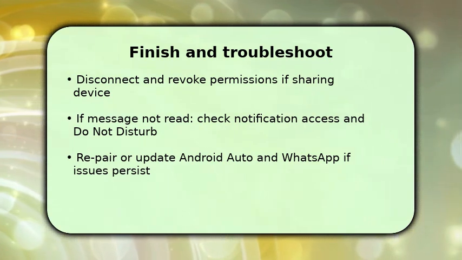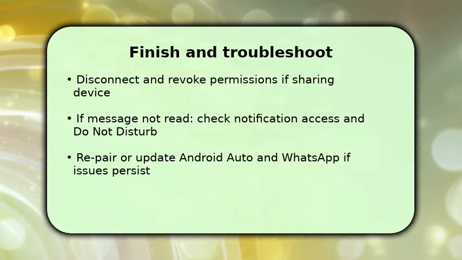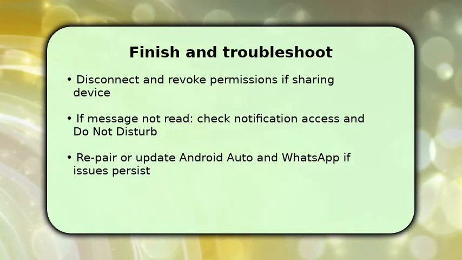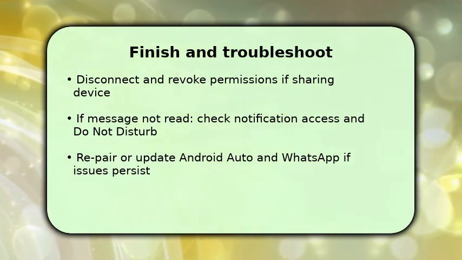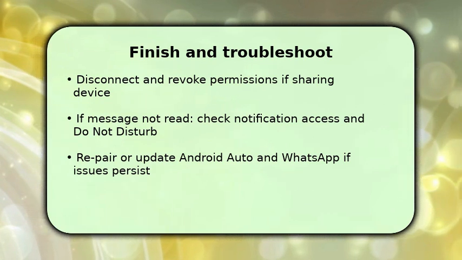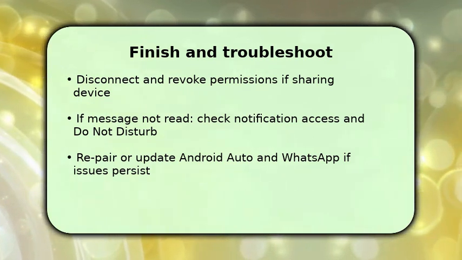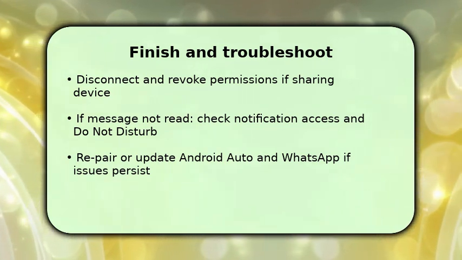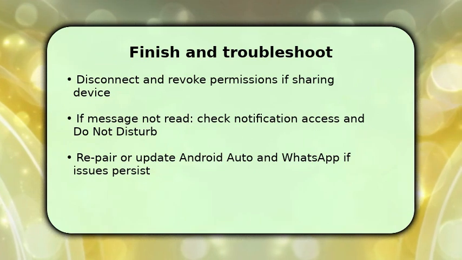If messages don't read aloud, make sure Android Auto has notification permission and that Do Not Disturb isn't blocking alerts. If problems continue, restart the phone, repair Bluetooth or reconnect USB, and update both Android Auto and WhatsApp. That usually fixes the common glitches so voice and messaging work reliably again.